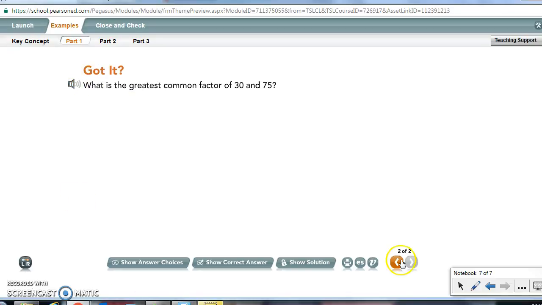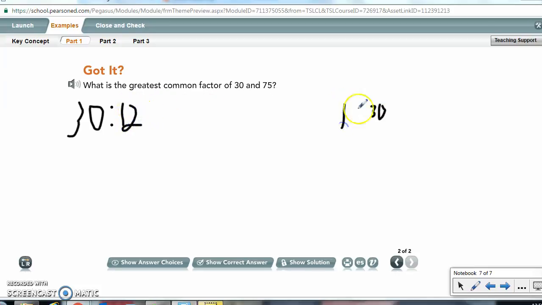What is the greatest common factor of 30 and 75? So I'm going to go ahead and do this one with you. What are the factors of 30? Well, 1 times 30, 2 times 15, 3 times 10. 4, no. 5, yes. 5 times what number gives me 30? Well, 5 times 6 will give me 30.